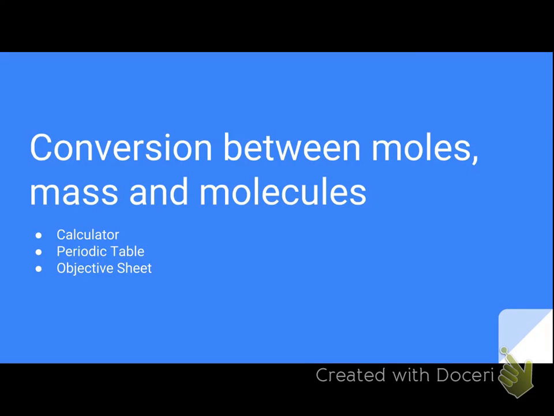This lecture is going to go over the conversion between moles, mass, and molecules. Things you will want to have with you: a calculator, periodic table, and objective sheet. A lot of this is going to rely on you being able to find the molar mass. If you are not comfortable with that, we need to make sure that we get that under control before we move on, because I'm not going to go into doing the molar mass of each of these things. It's assumed that you know how to do that.